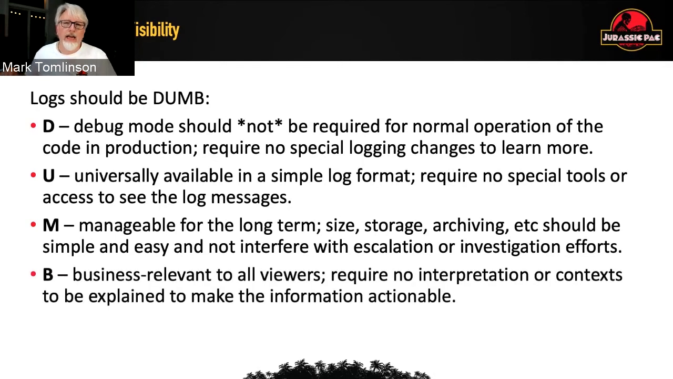And then B, your log should be business relevant, meaning to all viewers. This is the challenge. If I log something, I should have information in there that says here's why this event matters. User was not able to open account. So you have a log message, ACCT-102 error 6, blah, blah, blah, comma, user was unable to open their account profile page 3.